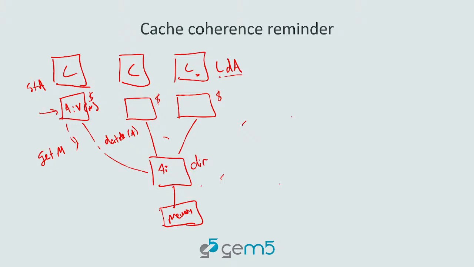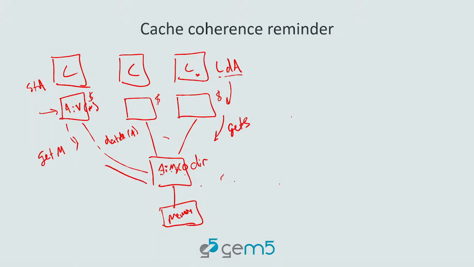So then at the directory, we would have this information that says A is in M state and core 0 has it. So then when this load goes to the cache, it is now going to send a get S message to get the state. Since it's just a load, we only need shared state. We don't need to be able to modify it. This get S will come to the directory. It will see that A is in modified and core 0 has it.